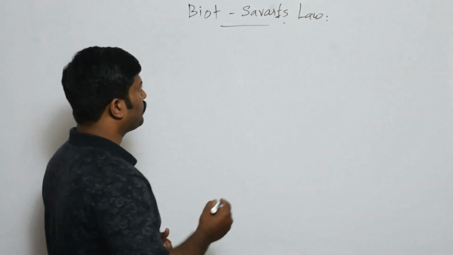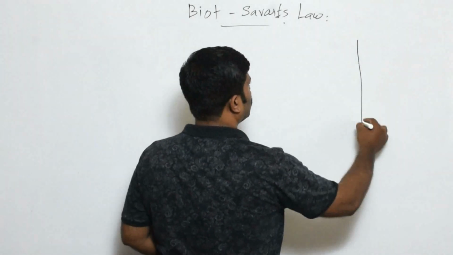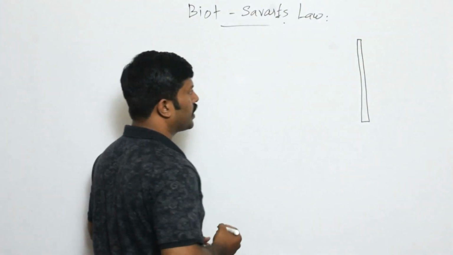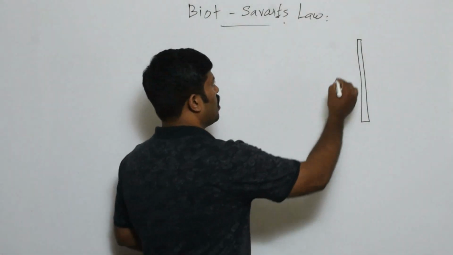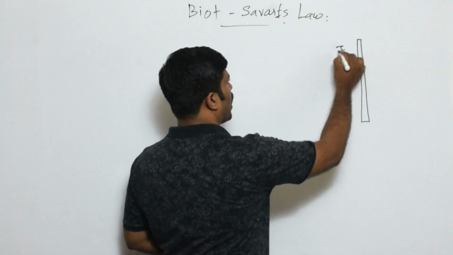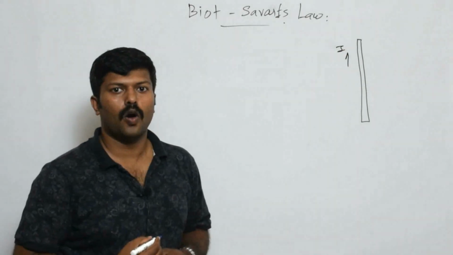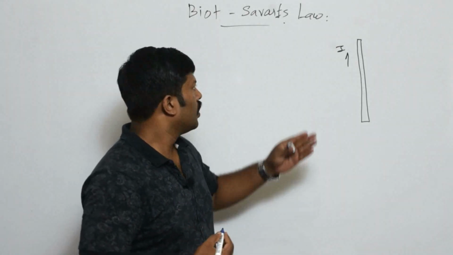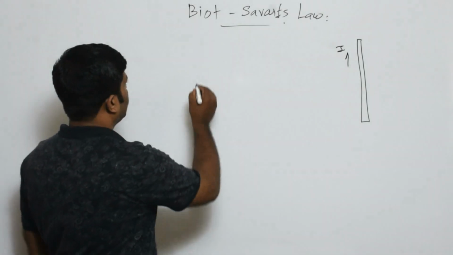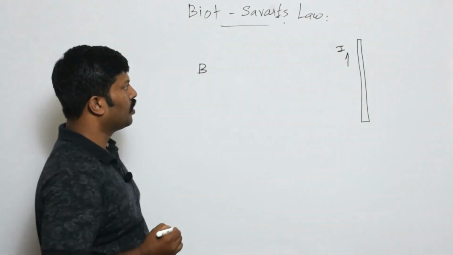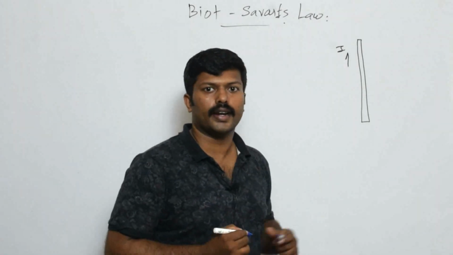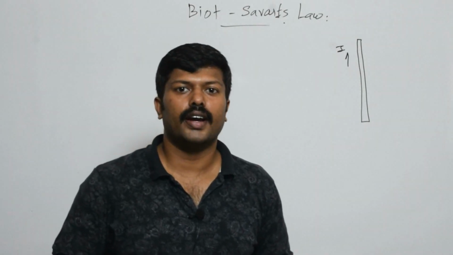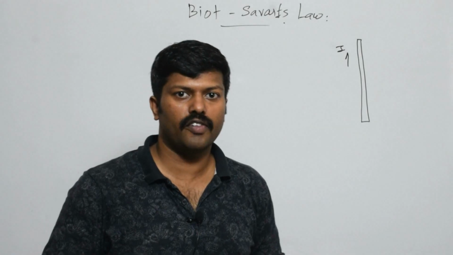So consider a conductor that is carrying a current I, and we are going to find out the magnetic field B for this current carrying conductor. So first let us define what Biot-Savart's law is.